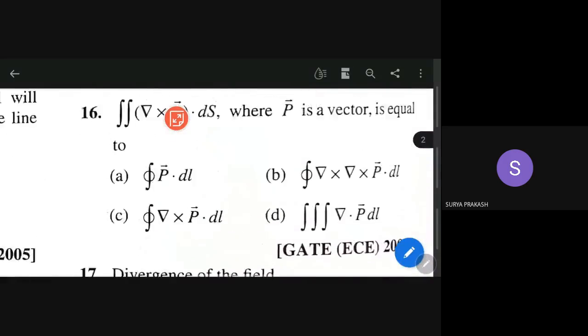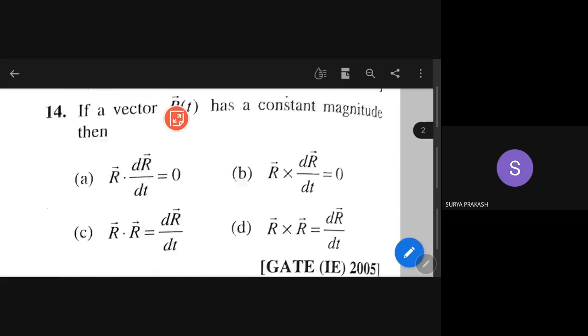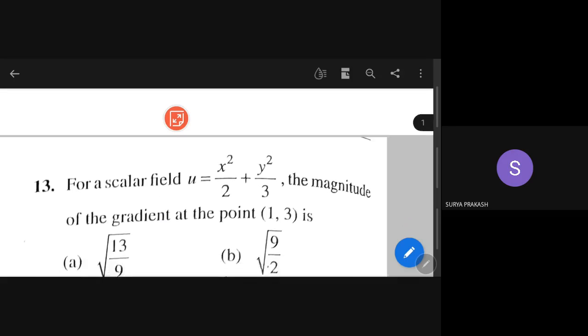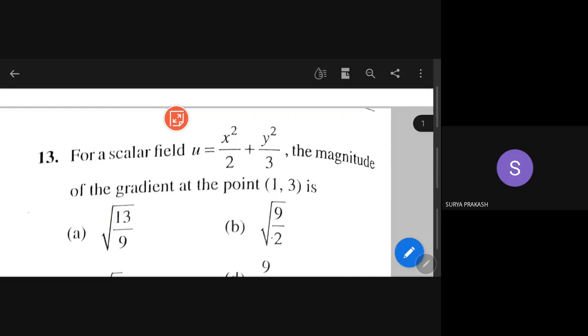If we do a similar problem, then you can understand. Actually, we have to choose like that. Okay, I'll choose one more problem like that. This is a standard one.